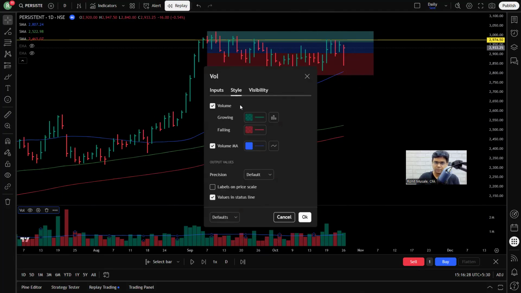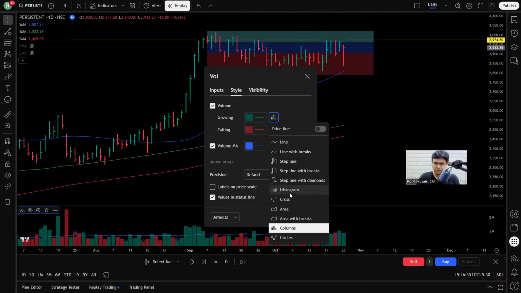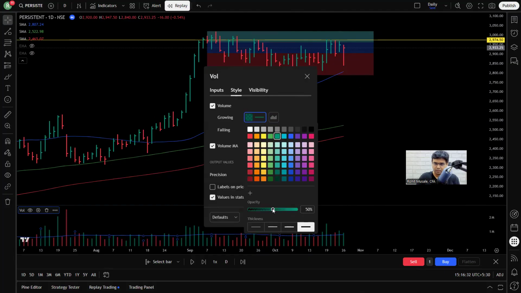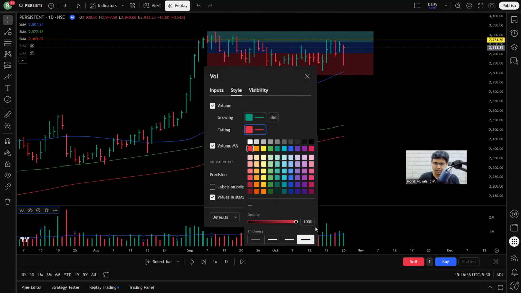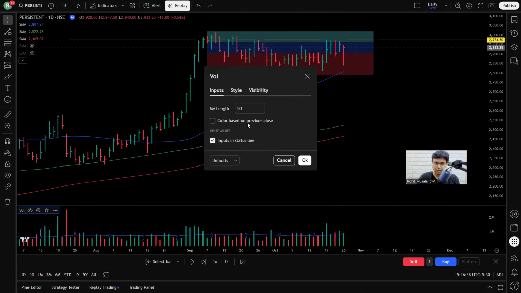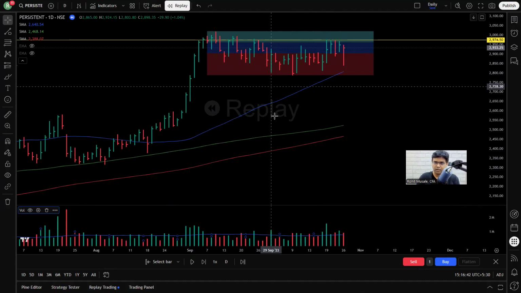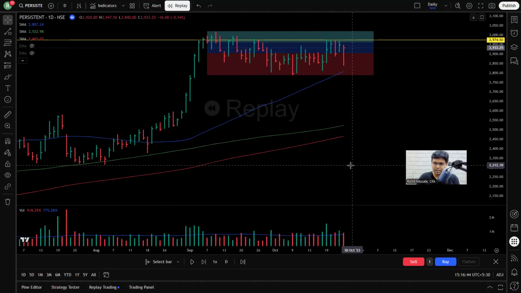Volume, let us convert this to a histogram, make this 100% and make this 100%. And most importantly, color should be based on previous close. This way, the color of the price bar and the volume bar will match.